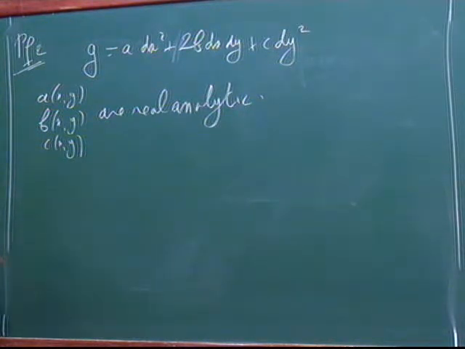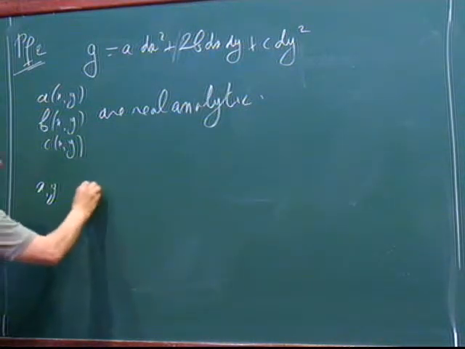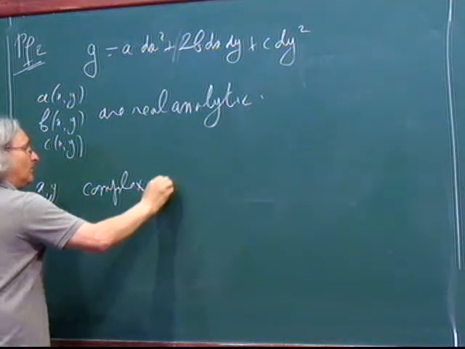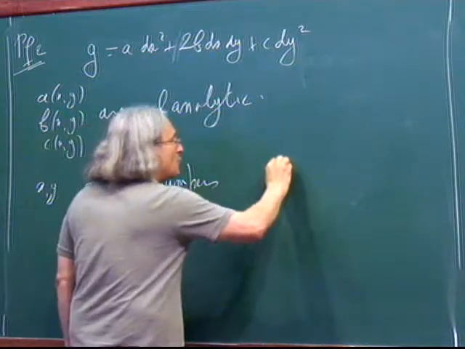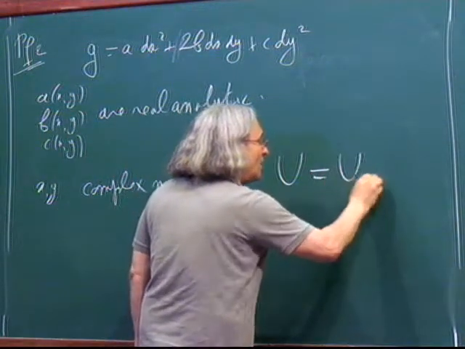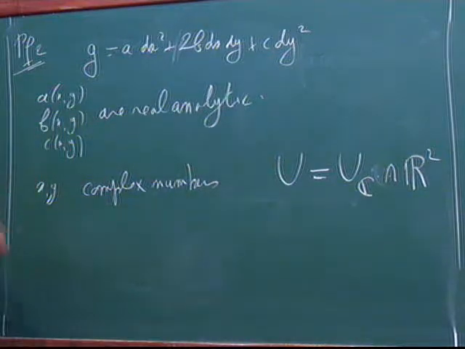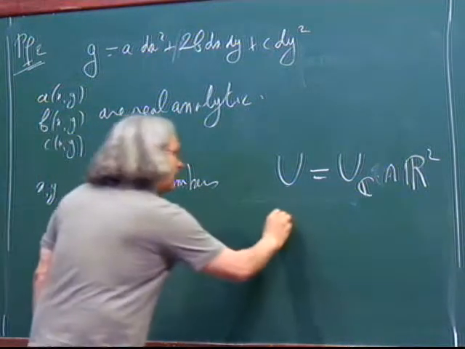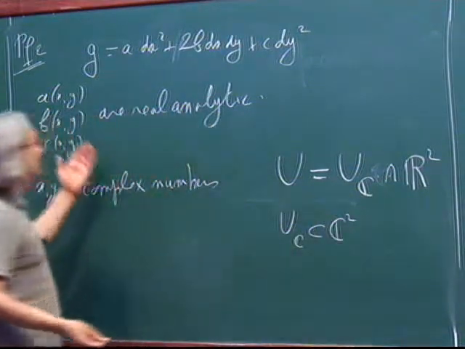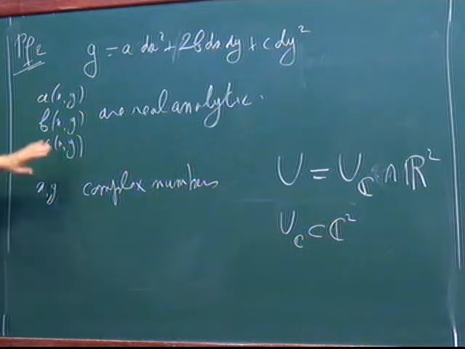So I can decide that X and Y are now complex numbers. And that my neighborhood U was actually the intersection of a complex neighborhood of zero in C2. So you think of an open set in C2 now, and you have, for each point in this open set in C2, a complex quadratic form. It's not a Hermitian quadratic form, it's a complex quadratic form. Dx, dy, and dz are now thought of as complex numbers.